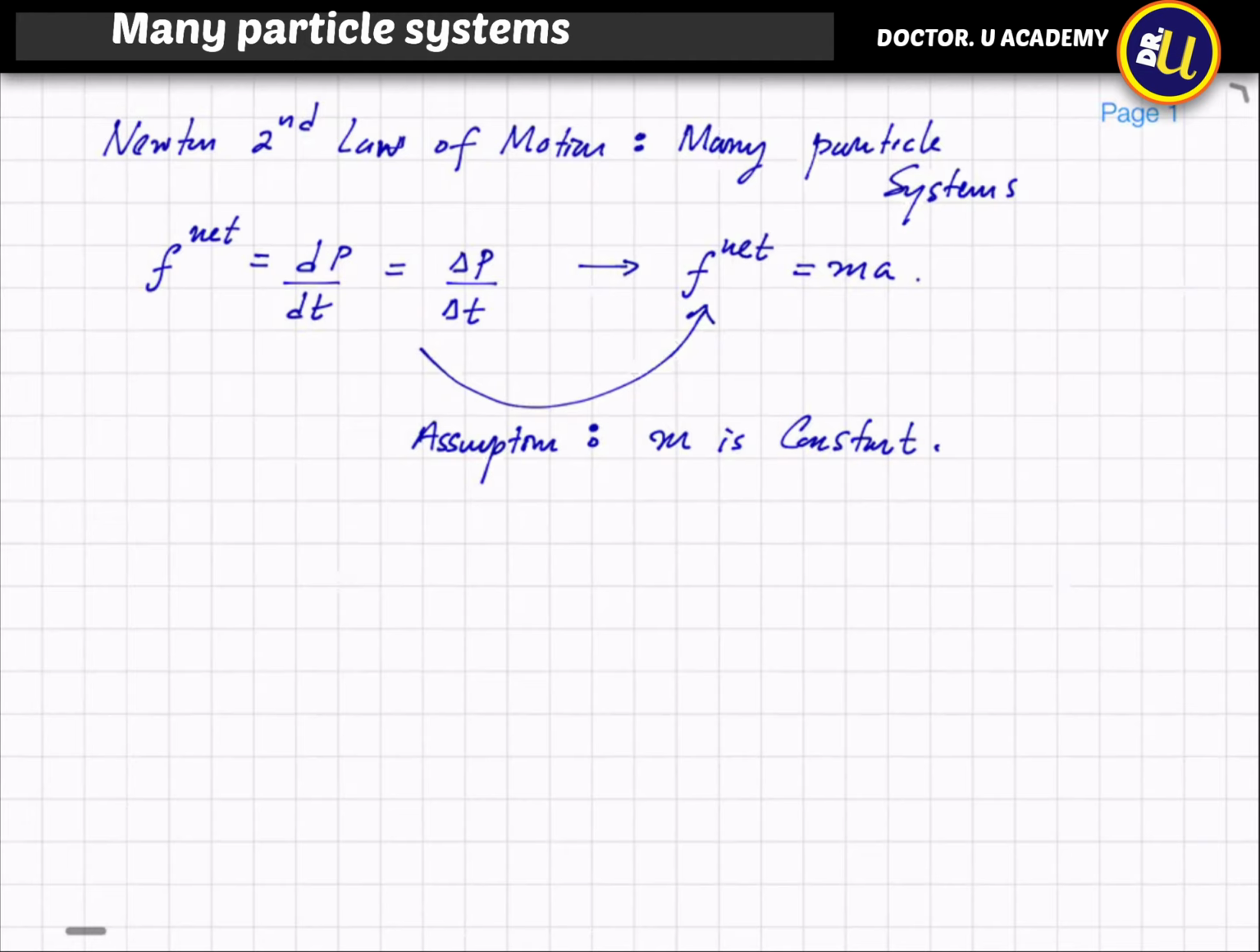Now we have to understand this F net or external force is equal to ma. Here, what we have to understand is that we should specify the mass when we use this equation. So the mass should be specified, the mass or the system of masses should be specified.